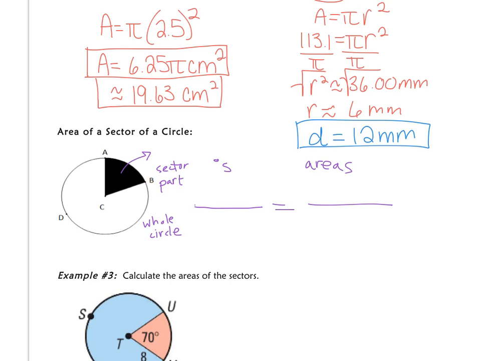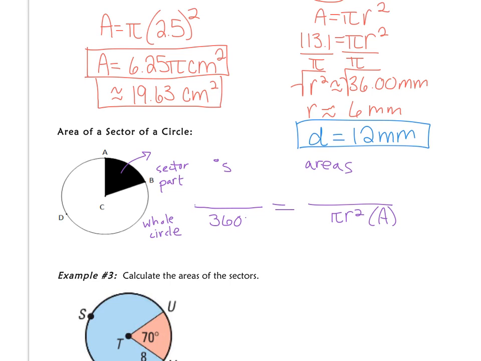Now there are certain things that are not going to change here. The sector part degree measure is going to change from problem to problem. The whole circle degree measure is always the same. It's going to be 360 degrees. The area of the sector is going to change from problem to problem, but the area of the whole circle is always going to be the same. It's pi r squared. Okay, that's our circle area.